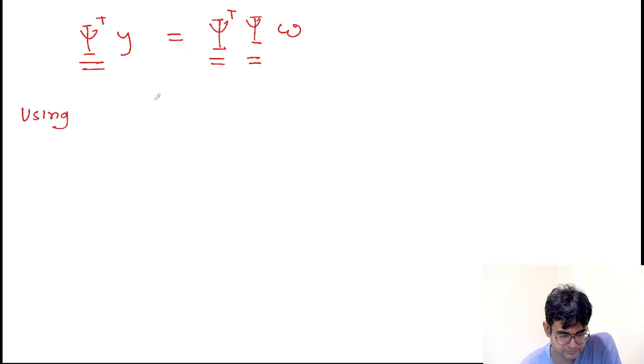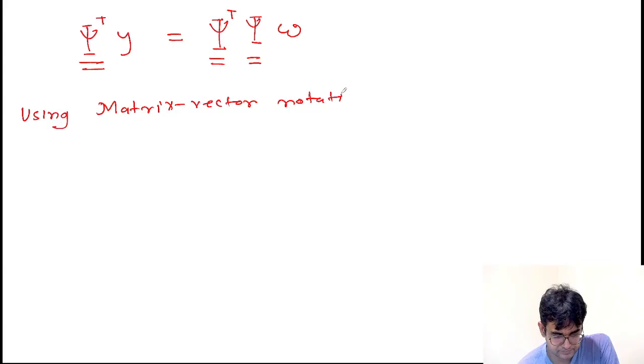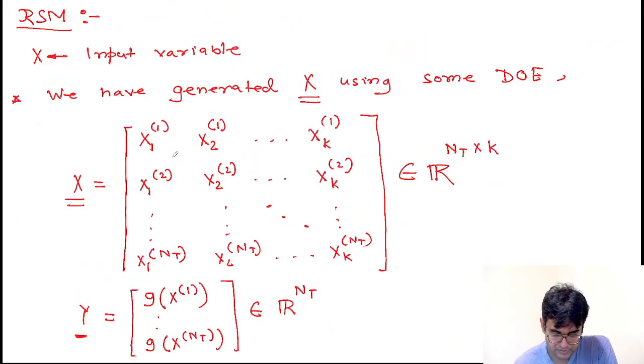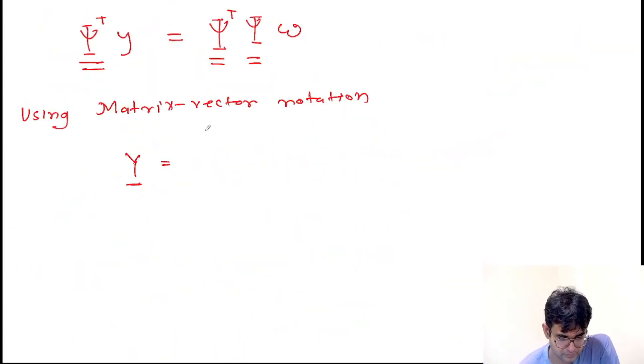Using matrix vector notation, my y, and this is the vector y, this y, is equal to psi, which is a matrix, times w, which is a vector, where psi, what is the form of psi?